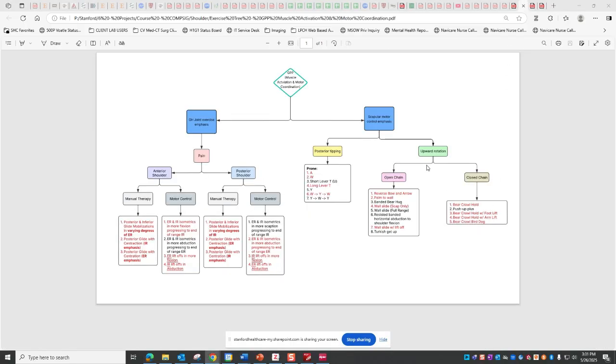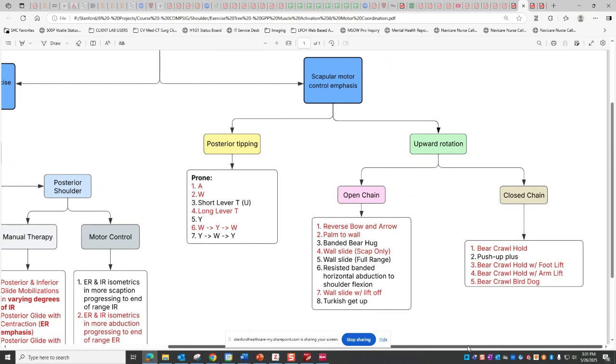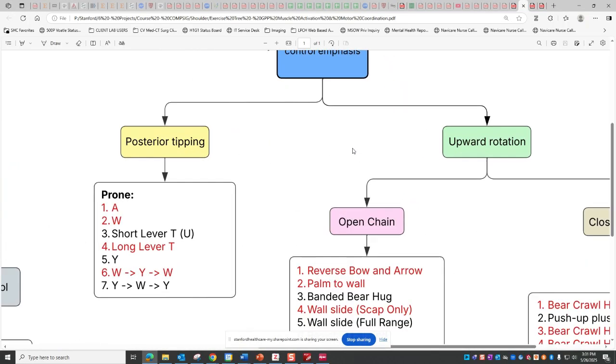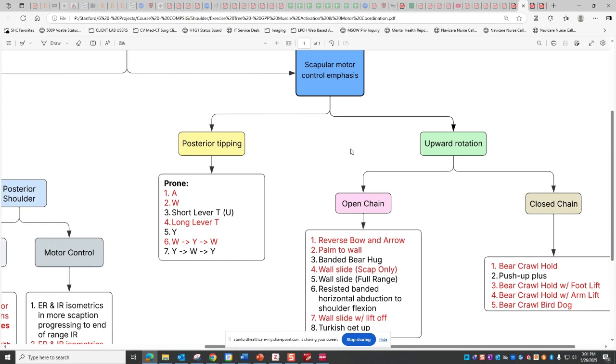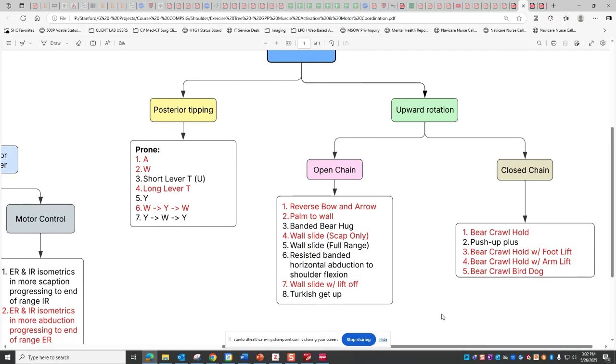Moving on to your second phase, which would be muscle activation and motor coordination. This is where you would get into the scapular positioning exercises that are a little bit less manual based, right? So posterior tipping, this would be your progression in prone for that sequence. And then your upward rotation, you have open kinetic chain progressions and closed kinetic chain progressions exercises. But yeah, that would be the follow-up.